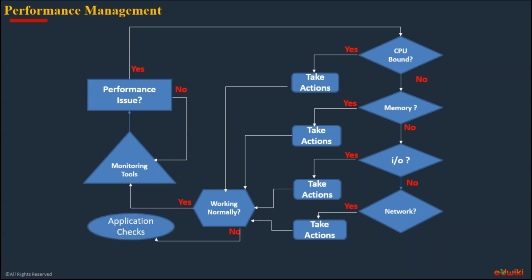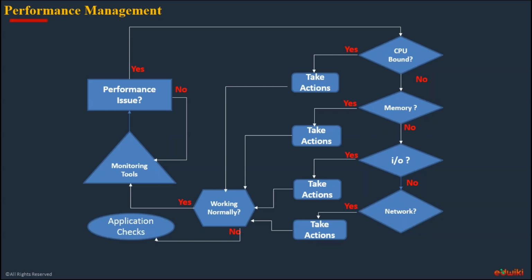If the application is still slow, there is no problem with the CPU, memory, IO and network, but still the application is loading very slowly, what could be the next level of checks that you need to do? The next level is application checks. What does it mean by application checks? Maybe there is some problem with your Apache web server itself.